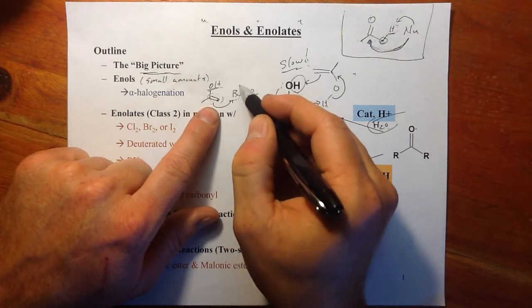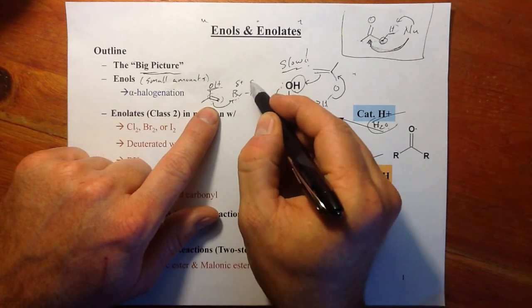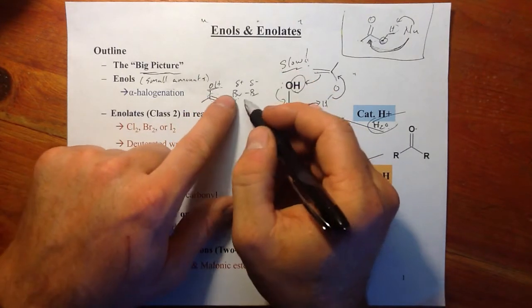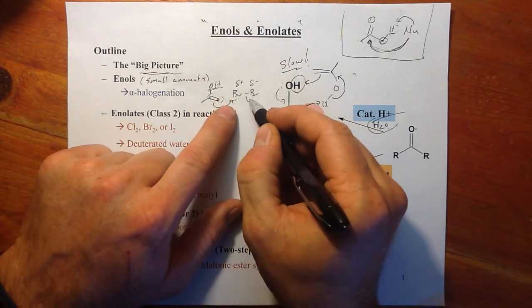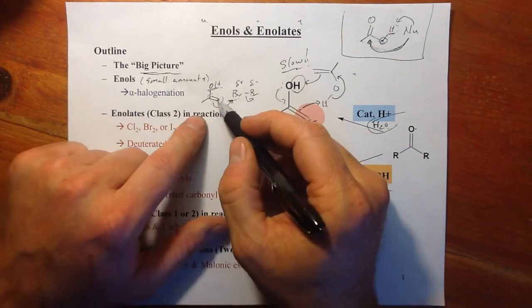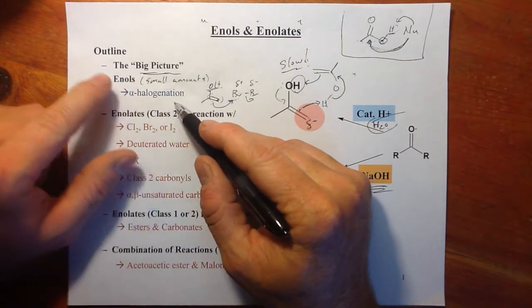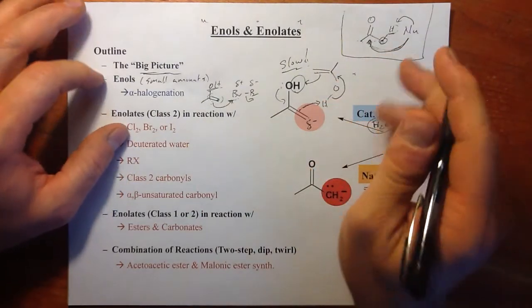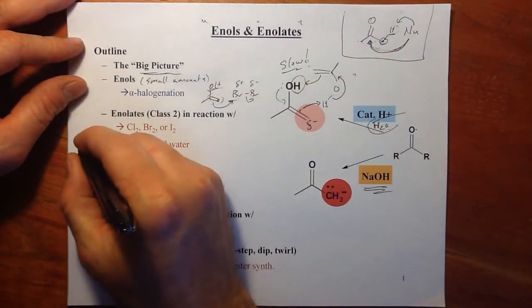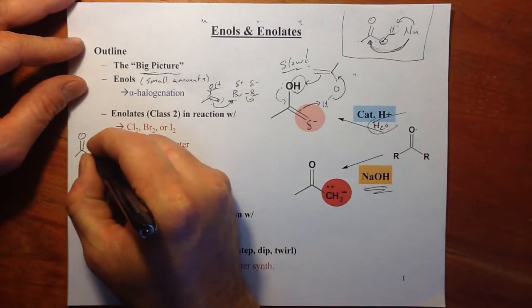So that's where we attach this bromine. In time, with this polarizability, we can attack one of those bromines and put it on this carbon. That was alpha halogenation of the enol, and that's what we discussed in the last video. Where I want to go now is discussing enolate chemistry.